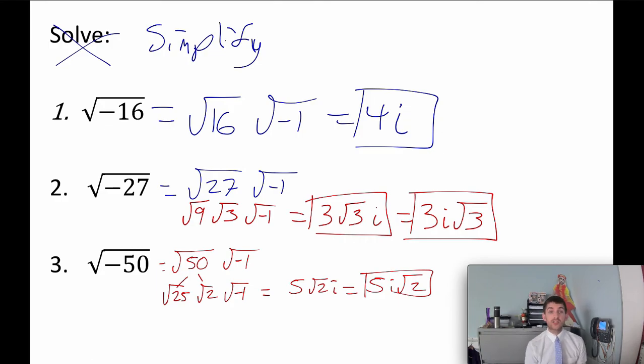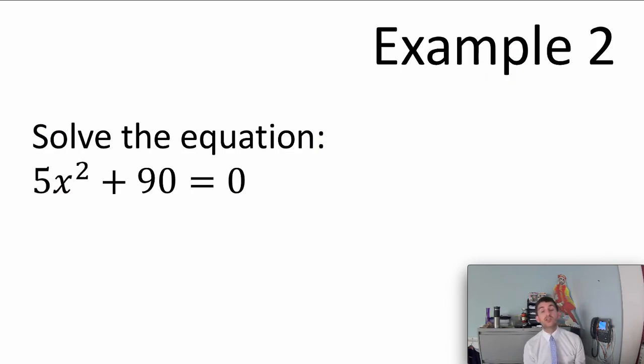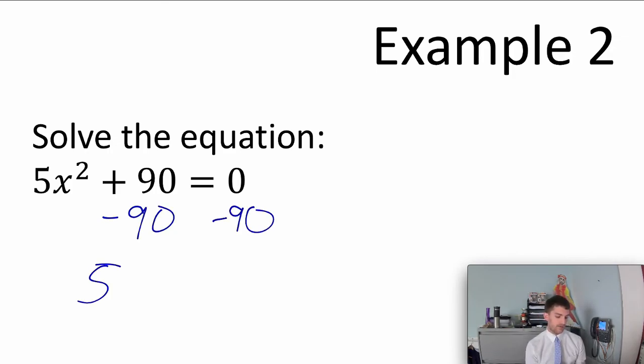Now let's try this when we're actually doing a solving problem. On the next page, we're asked to solve 5x squared plus 90 equals 0. To solve for this, the first thing we're going to do is use some inverse operations. So we're going to subtract 90 from both sides. We get 5x squared equals negative 90. We're going to keep solving for x.